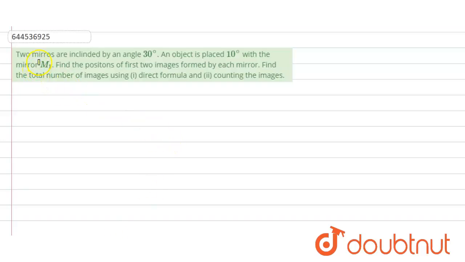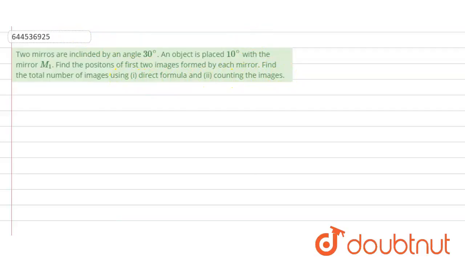Hello everyone, let us start with our question. In this question it is given that there are two mirrors which are inclined by an angle of 30 degrees. Now there is an object which is placed 10 degrees from the mirror M1. We need to find the position of the first two images formed by each mirror and also find the total number of images using the direct formula and the counting the images method.